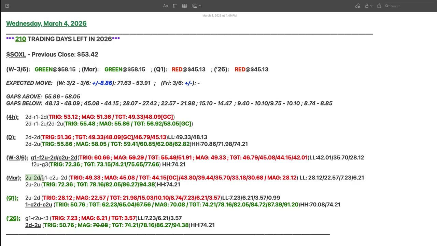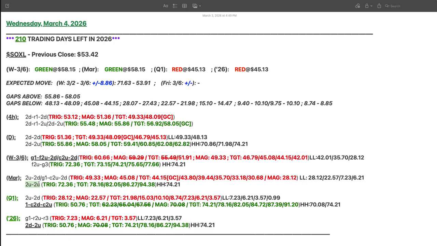On the month, we're still inside. 49.33 is that trigger to the downside, which would trigger the 2 up, 2 down. Not a lot of magnitude there to 45.08 from a monthly perspective, but that 45.08 then triggers this one combo 2 up, 2 down, and that magnitude is all the way down at that 28.12 level.